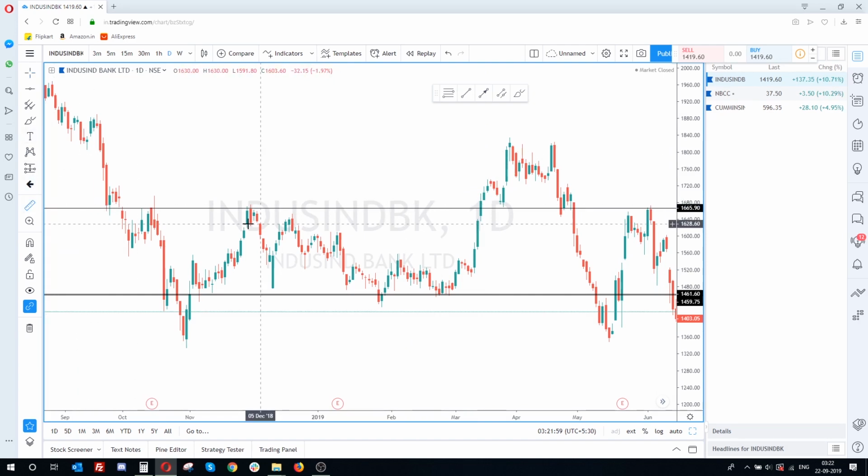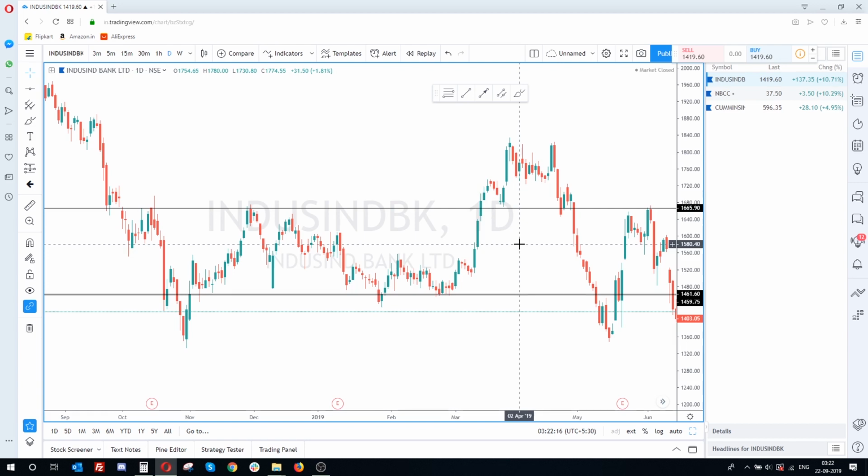Because they will go long only after the resistance is broken. So they will be going long here, although they are booking more than 7%, they are missing another 7%, 7.5%, which is really huge.